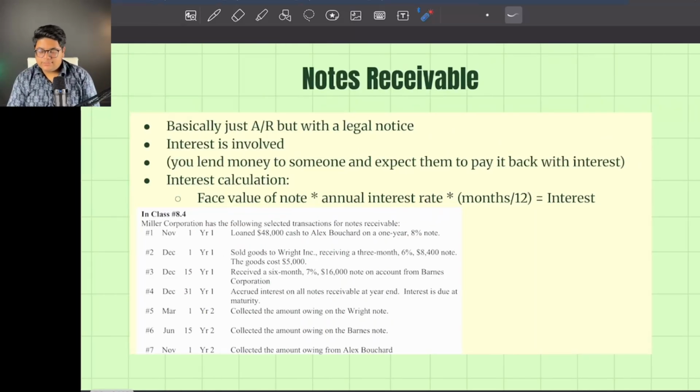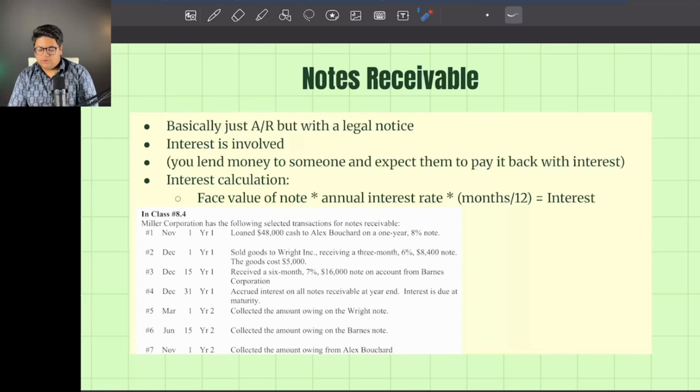Okay, now let's go over notes receivables. This is a kind of a complex topic, but it won't be touched on too much in the receivables. It'll be touched on more in the payables, chapter 10. So your notes receivable, it's basically just an accounts receivable, but now there's a legal notice and there's also interest involved. With your accounts receivable, you would have just been receiving money, but with a notes receivable, now you actually have a legal claim, and now there's for sure interest involved because you're basically lending money to someone and you're expecting them to pay back with interest.